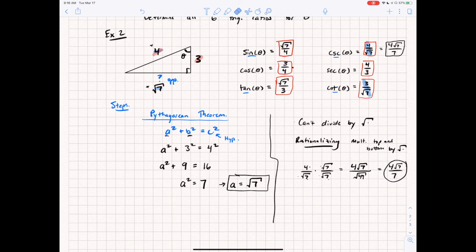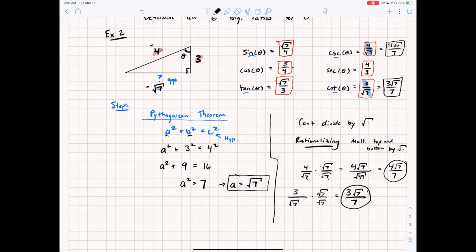So go through and try rationalizing cotangent. So what would 3 over root 7 look like? Feel free to pause the video. Okay, so 3 over root 7, we can pretty much follow it to a T from the previous problem. Multiply top and bottom by radical 7, so I get 3 root 7 over 7, and that's what the final answer for cotangent should look like here.